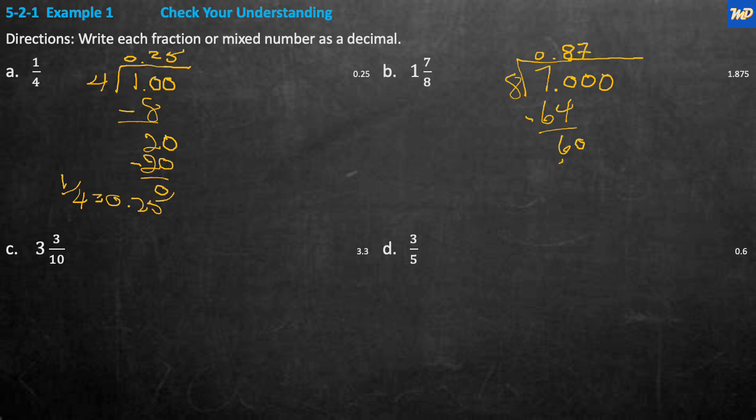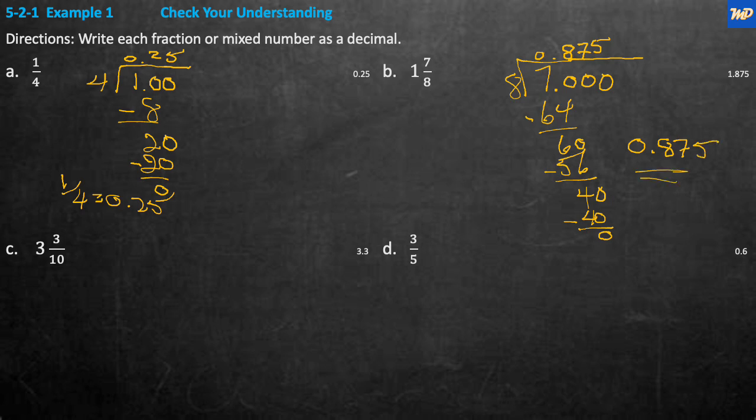7 times 8 is 56. Minus 56 gives us 4. Right? 60 minus 56. Bring down a 0. 8 goes into 40. How many times? 5 times. 5 times 8 is 40. 40 minus 40 is 0. So we have a 0 remainder. That means this is a terminating decimal. And our answer is exactly right here. I'll write it over here as 0.875.